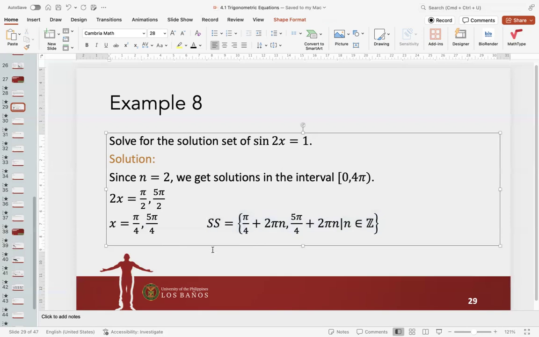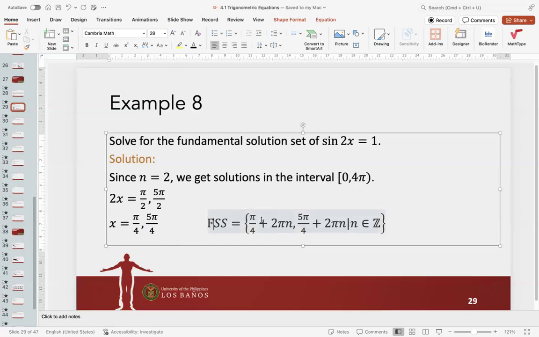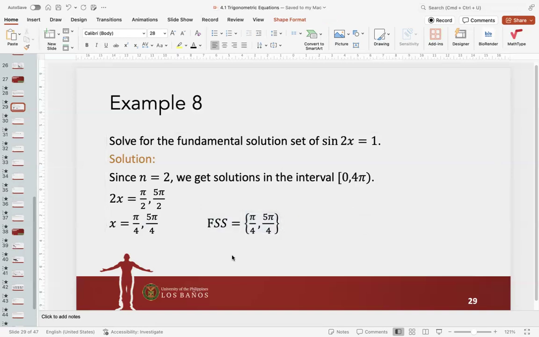So again, if we want the solution set, we're not just getting the answers within 2 cycles. We want to get the answers within the set of real numbers. All right? So let's put this back again to the original question. Our answers will just be pi over 4 and 5 pi over 4. Okay? So let's try another example.